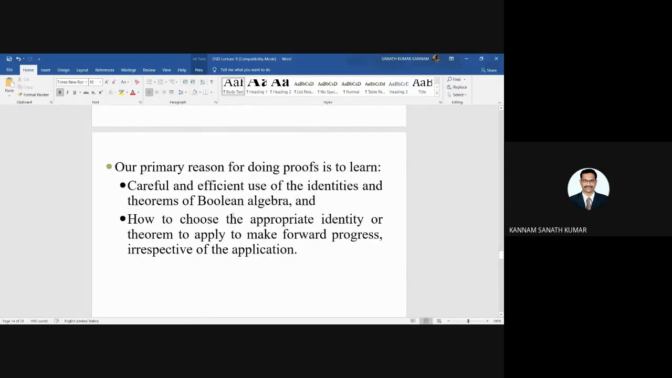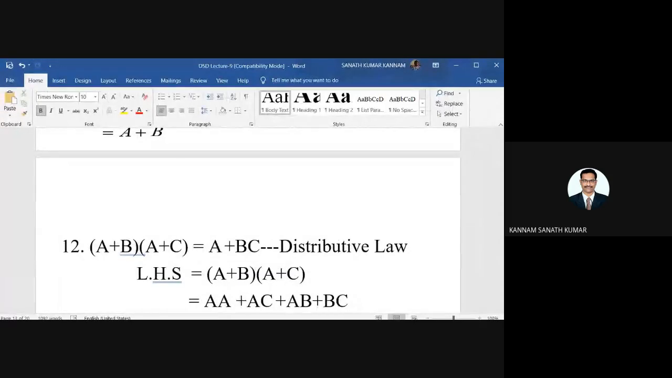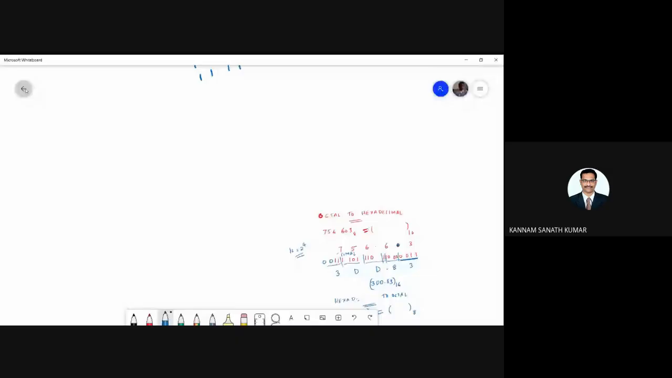Our primary reason for doing the proof. Is there any doubt in this? Sir, once again explain the distributive law, sir. The distributive law? Okay, I will tell you. So what is the distributive law?